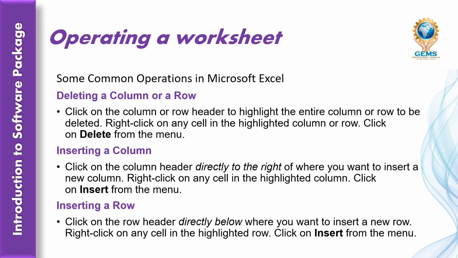This is the way to delete the column or row. And how to insert a column? Click on the column header directly to the right of where you want to insert a new column. Right click on any cell in the highlighted column, and click on Insert from the menu. And inserting a row also: click on the row header directly where you want to insert a new row. Right click on any cell in the highlighted row, then click on Insert from the menu.